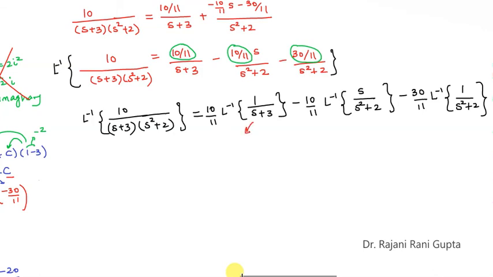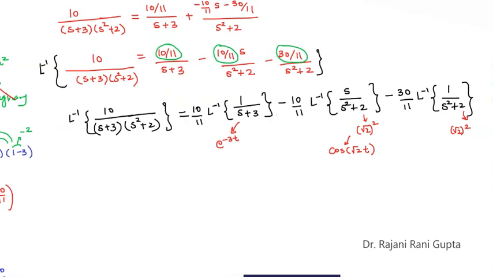So now we have to find inverse Laplace transform of each term separately. So for this one, it gives you directly e power minus 3t. Here it is s over s square plus 2. So it's matching with the rule of cosine. So 2 you can write root 2 to the power 2. So this gives you cosine of square root of 2t.